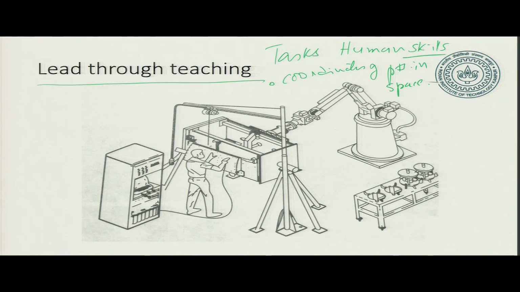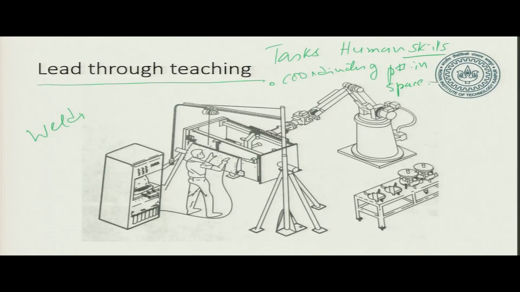So, one way of teaching a robot is that a human being will actually teach the robot how to perform the task, which means that the human being is going to perform the task, and while he is performing it, we are going to record the position and orientations of the end effector which he is holding, and then we are going to ask the robot to perform the same task. An example is welding.